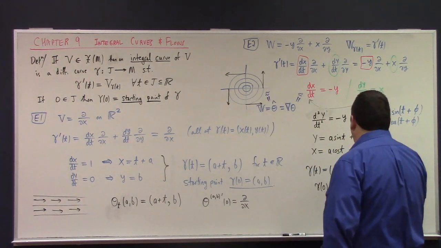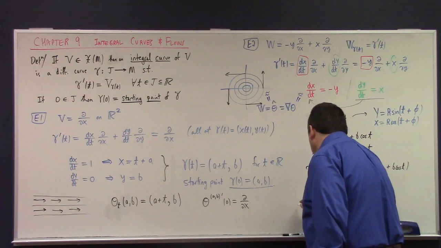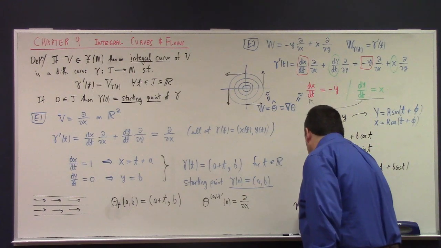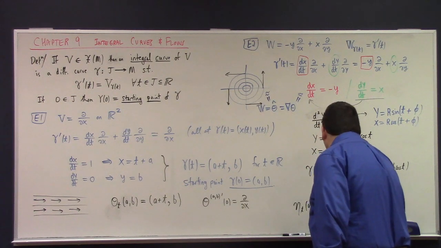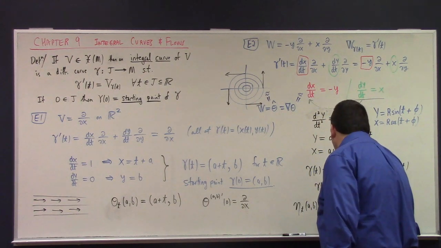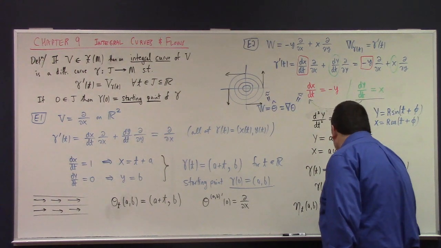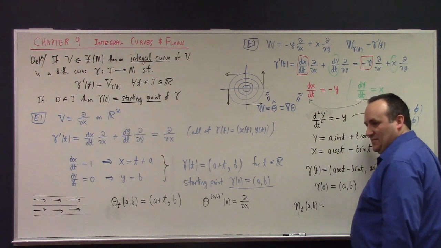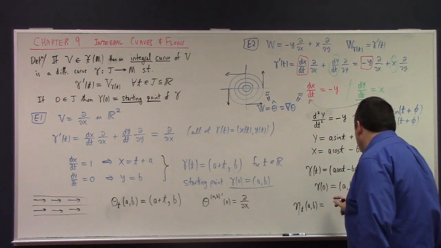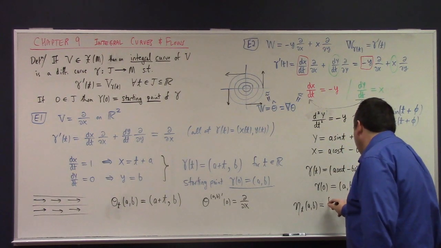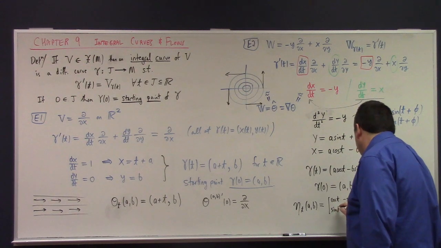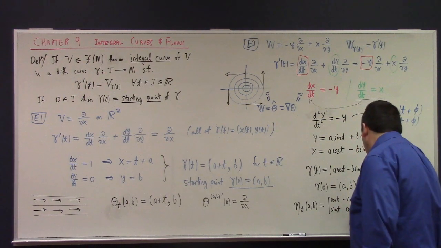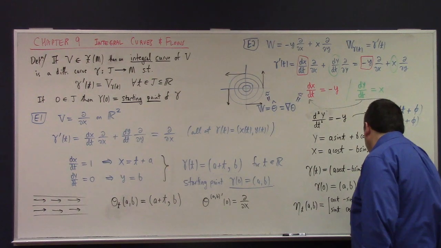Similarly, we can let eta sub t of (a, b) be, let me just make it a little bit more transparent what I'm doing, the 2 by 2 matrix with rows (cosine t, minus sine t) and (sine t, cosine t), times (a, b).